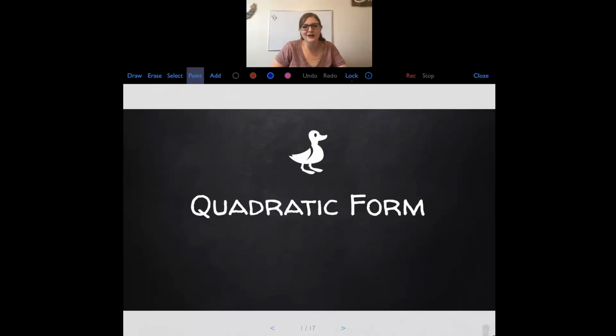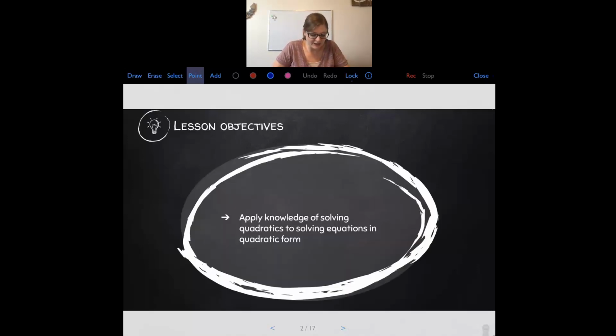In this lesson, we are going to go over equations that are written in quadratic form. My little icon for this one is a duck. There's that saying, if it walks like a duck and talks like a duck, then it must be a duck. Well, we're going to see equations that look like quadratics that we can kind of turn into quadratics and apply principles of quadratics. Okay, so we're looking for similarities there, but they won't exactly be quadratics. So our goal today is to apply our knowledge of solving quadratics to solving equations in quadratic form.